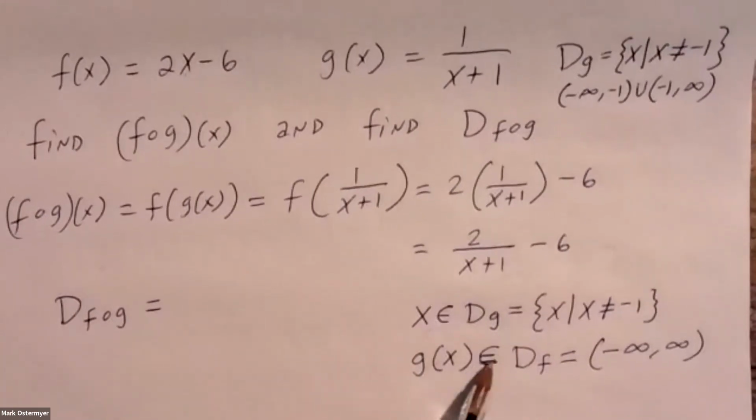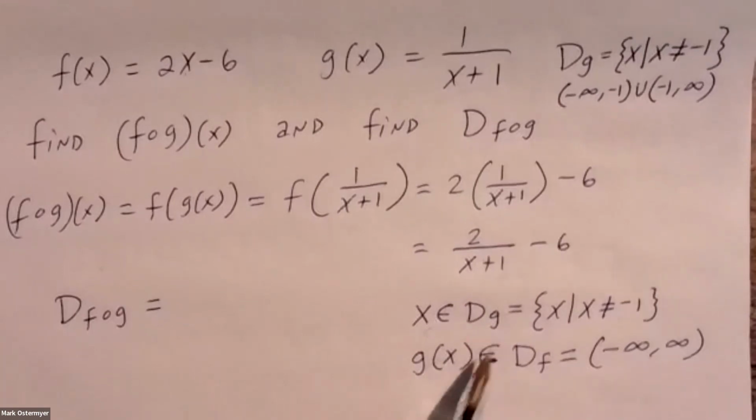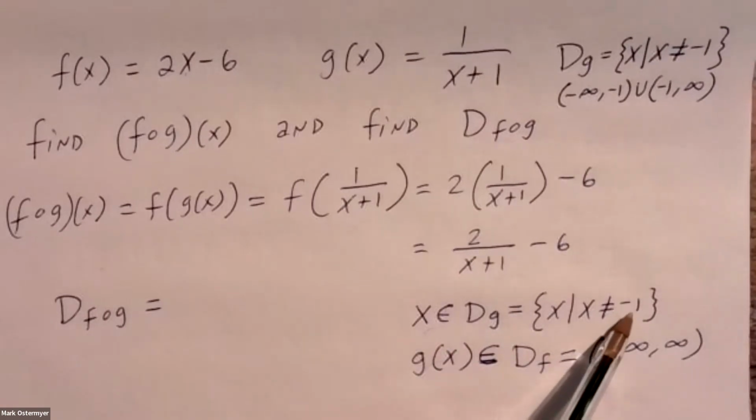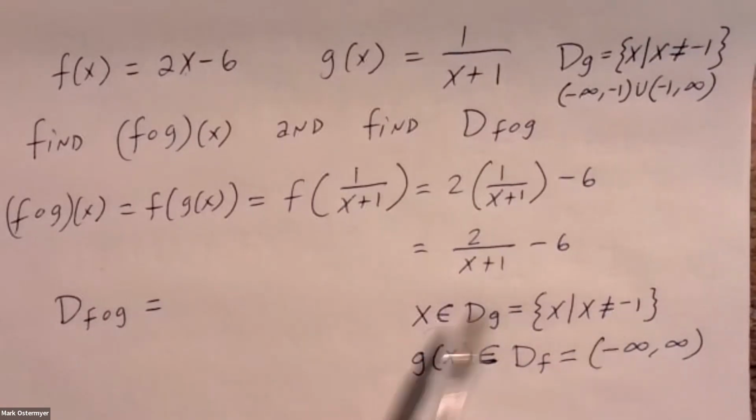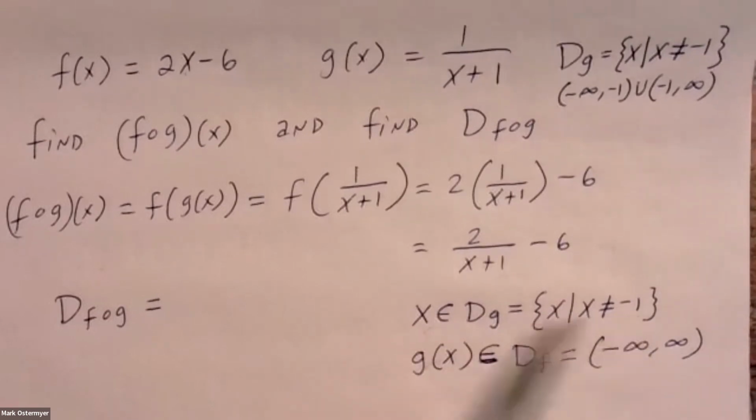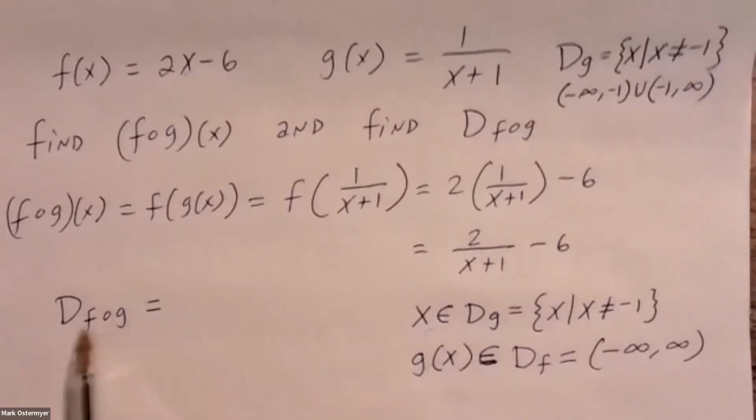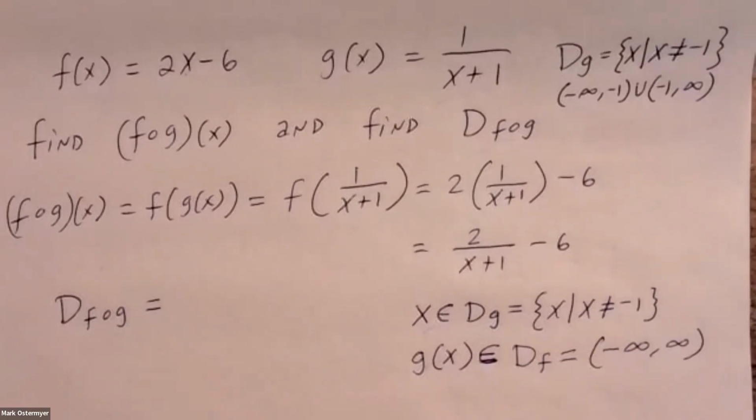When would at least one of these conditions fail? It would fail if I choose a real number that is equal to -1, because -1 would not be in the domain of function g. So -1 could not be in the domain of the composition of f and g. So the domain of this function f composed of g is all real numbers except -1.